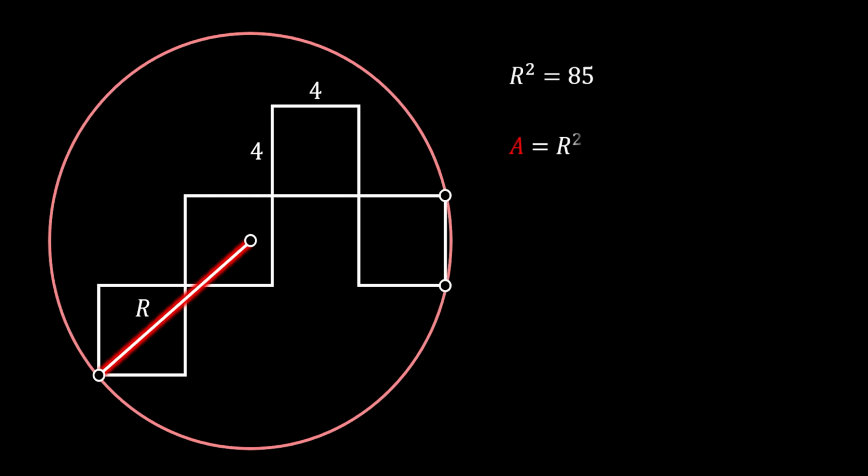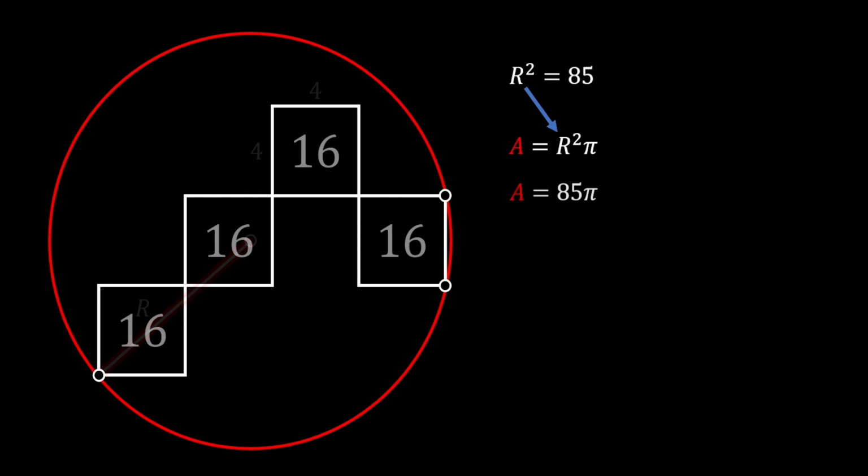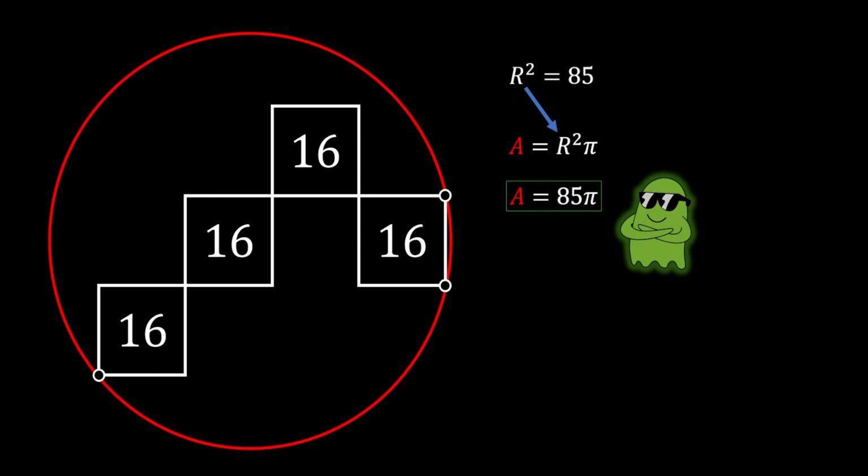Now it's pretty easy for us to find the area of the red circle, as the area is equal to r squared pi or pi r squared, whatever you like. So we're just going to substitute the value of r squared that we got before, and we're going to get that the area of our red circle is equal to 85 pi square units, and this is our solution.